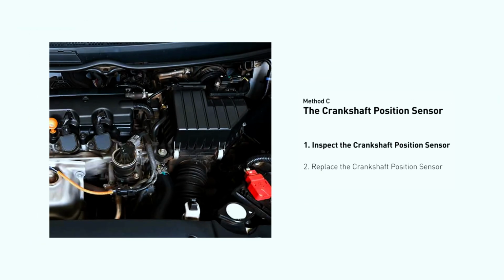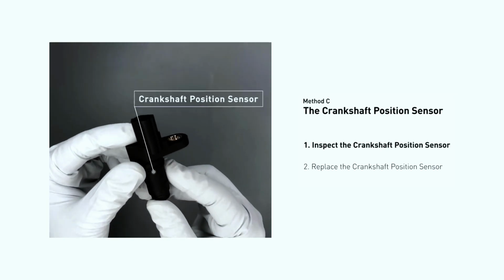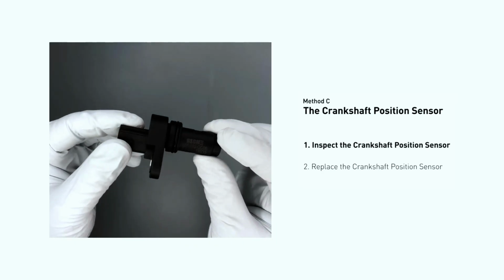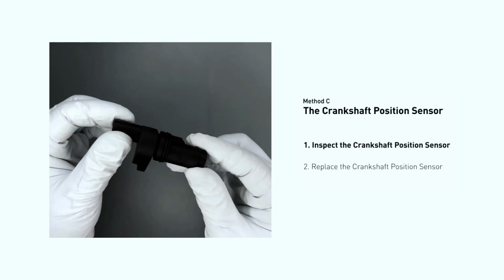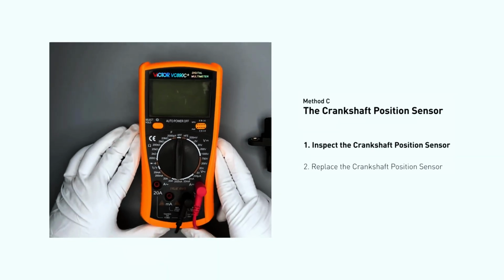Method C, the camshaft position sensor. The camshaft position sensor is located in the valve cover near the top of the engine, or it can be located at the front or rear of the cylinder head. First, carefully remove the camshaft position sensor from the vehicle. Visually inspect the sensor to make sure it hasn't been contaminated by a leak from another engine component.